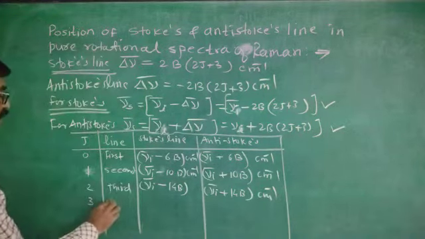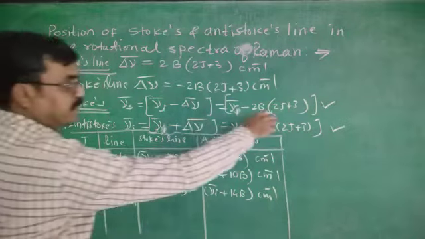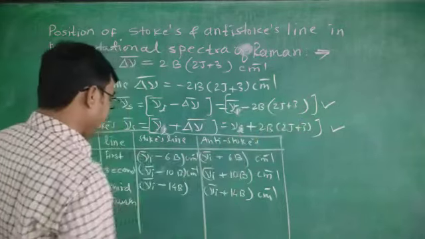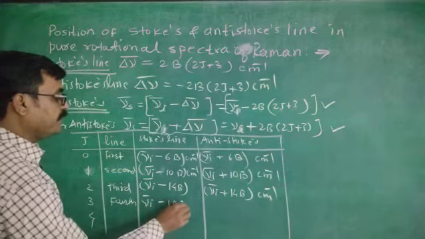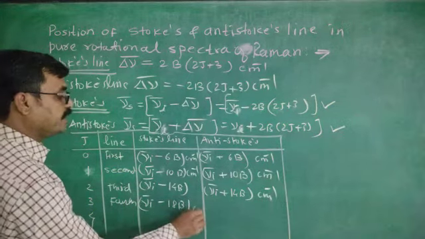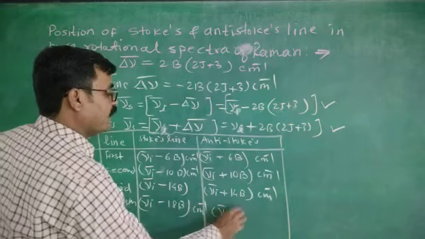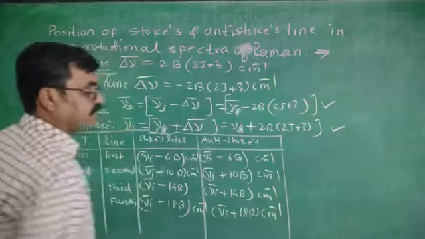After this, for the fourth line, j equals 3: 3 twos are 6, 6 plus 3 is 9, 9 twos are 18. That's why ν̄_i minus 18b, so many centimeter inverse. And here, opposite to this, ν̄_i plus 18b, so many centimeter inverse.